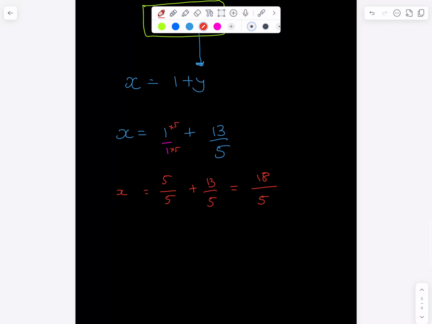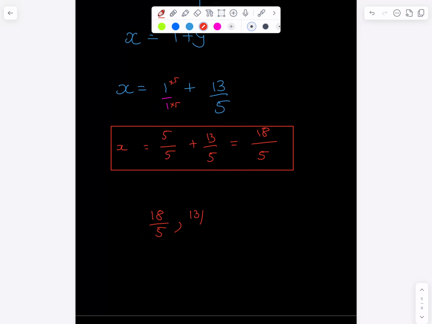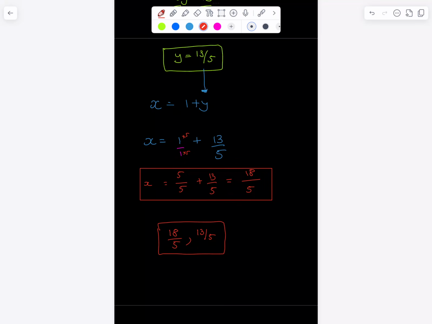Remember, we can write this in coordinate form because we had x and y values. Let's just put a box around this to say this was our answer. So x was 18 on 5 and y was 13 on 5. And boom, we're done. So that's how you solve simultaneous equations using substitution. I can't even pronounce it.